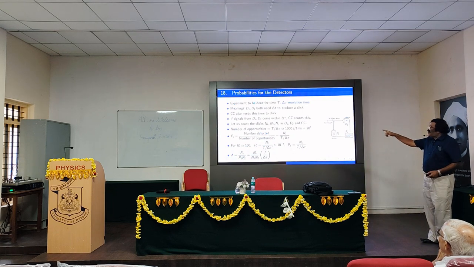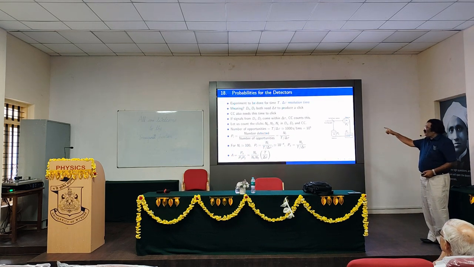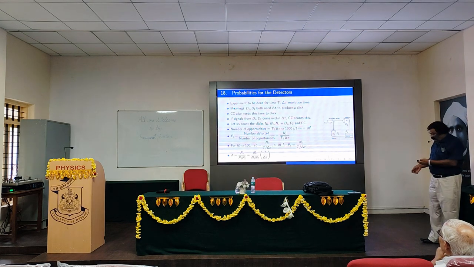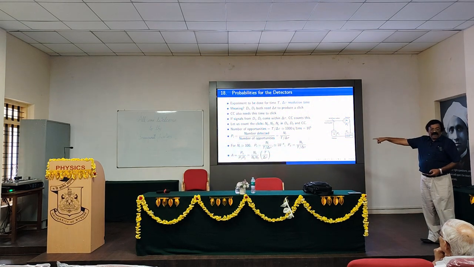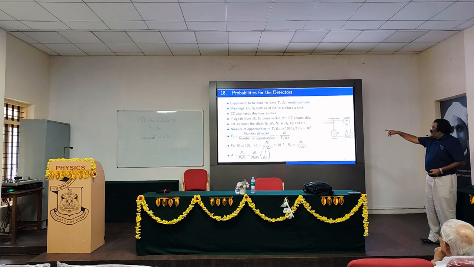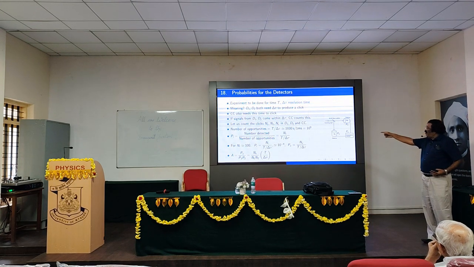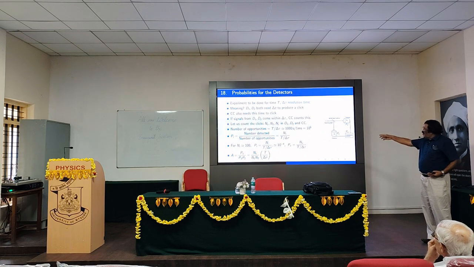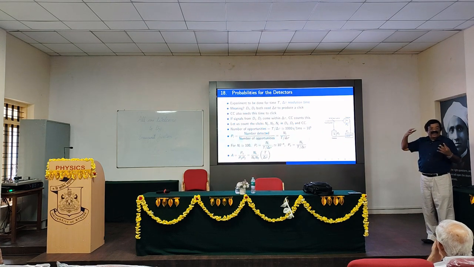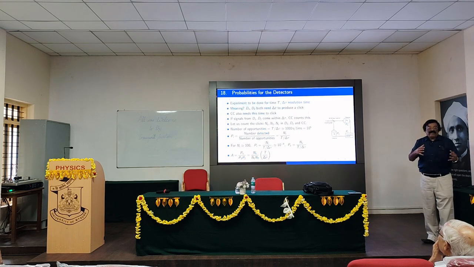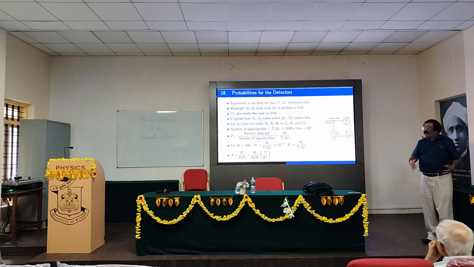So let us count the clicks N1, N2, Nc in D1, D2 and CC. These are the counts, and the number of opportunities given to each detector is capital T divided by small delta tau. Say 1000 seconds is my experimental time and the resolution time is 1 millisecond. It is 10 power 6. Last night I had written 1 microsecond, but early morning I saw I had written mega as micro. So it is 10 power 6 possible opportunities.